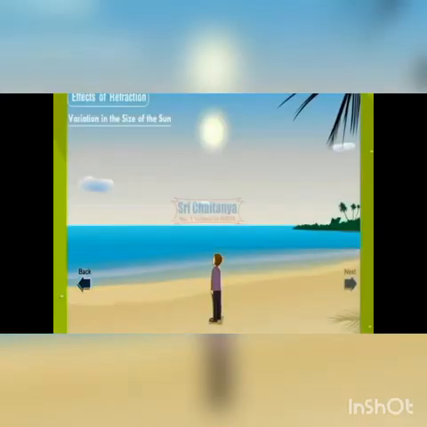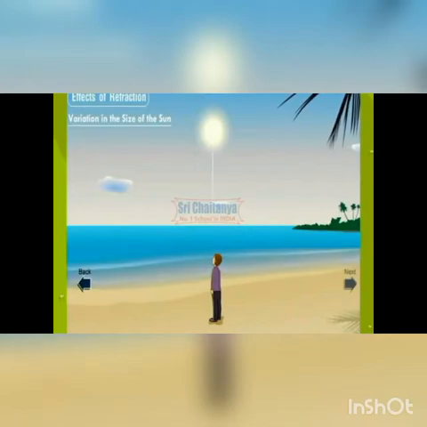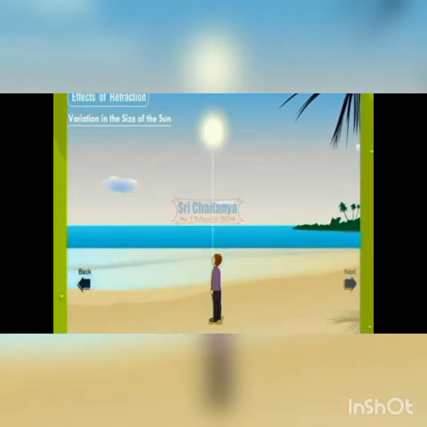At noon, the sun appears to be smaller than at dusk or dawn. This is because the rays of light that fall normally on the surface of the earth do not get refracted.